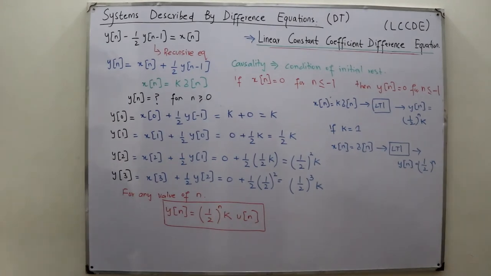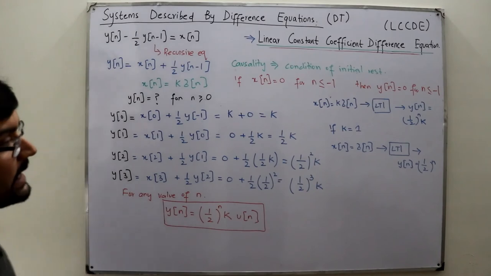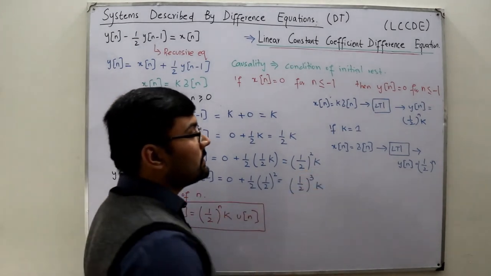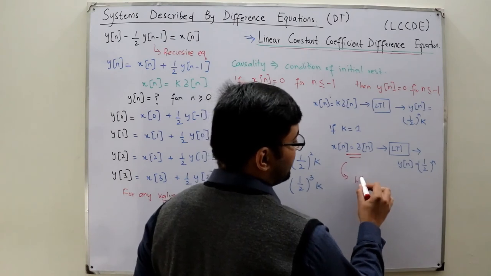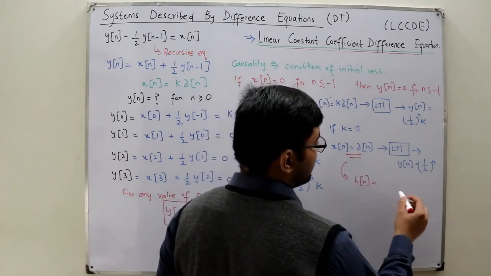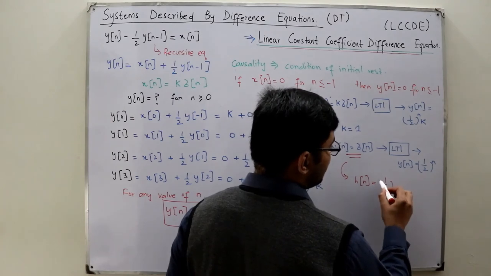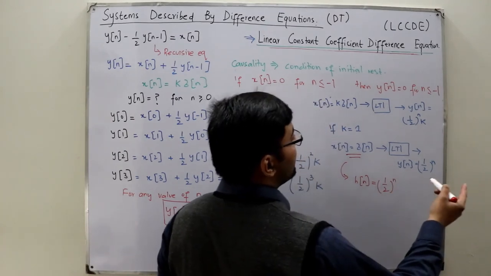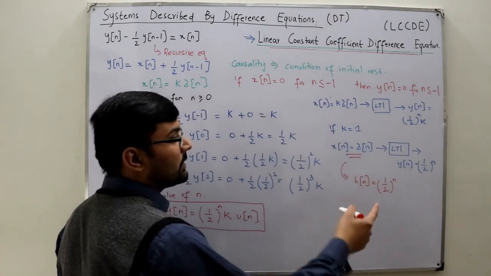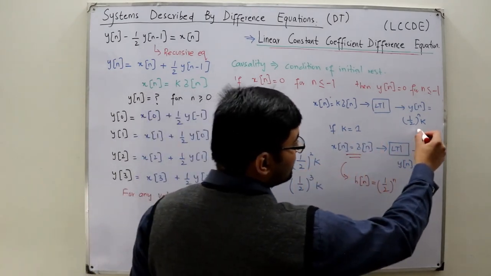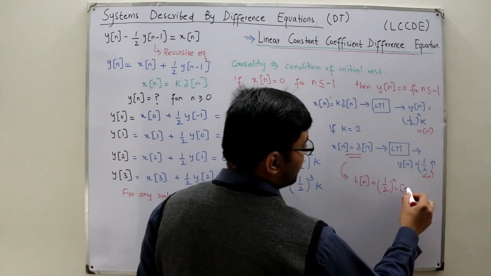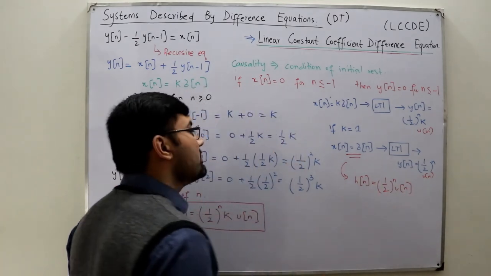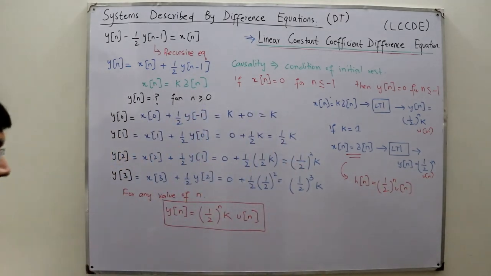Yes. And what is this? You know this very well. If my x of n is equal to delta of n, then this is my impulse response. So I can write my h of n equal to 1 over 2 to the power n. And we were talking about n greater than or equal to 0, because for n less than 0 it was all 0. So you can say u of n over here also. So have a look now, this is the impulse response of this system.